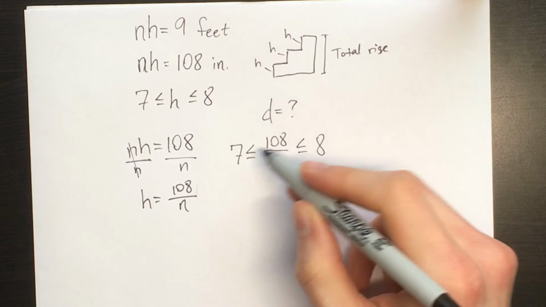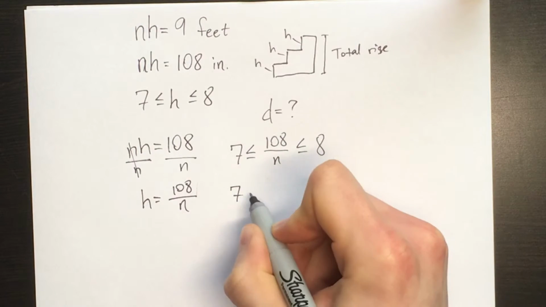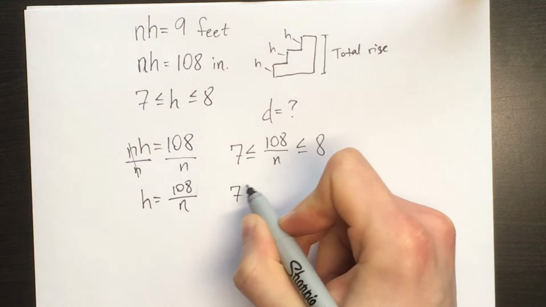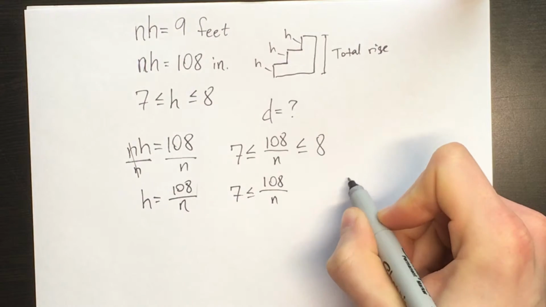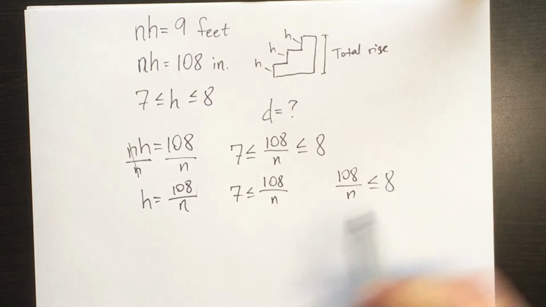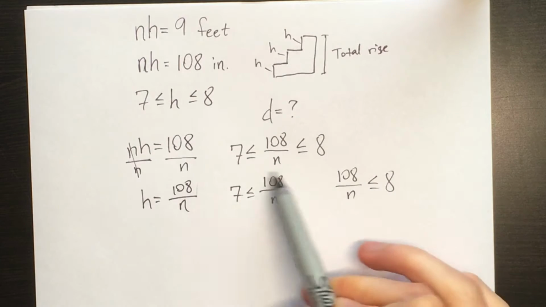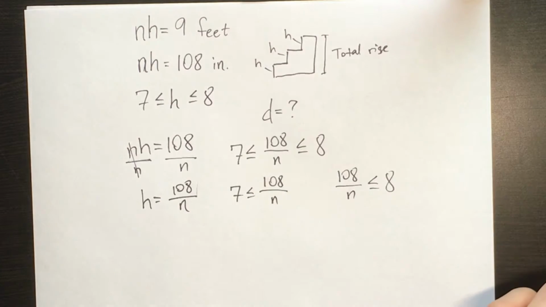From here, let's separate this into two inequalities, because it'll be easier to compute. So let's do it like this, and then a second one, 108 over N is less than or equal to 8, like this. So you see, I haven't changed anything. I just split it up into two individual inequalities so that we can deal with it from there.